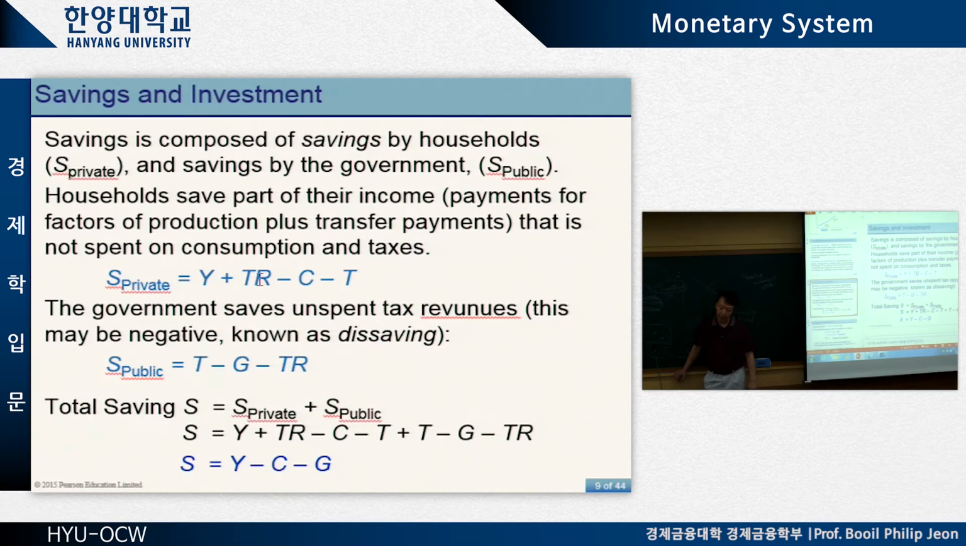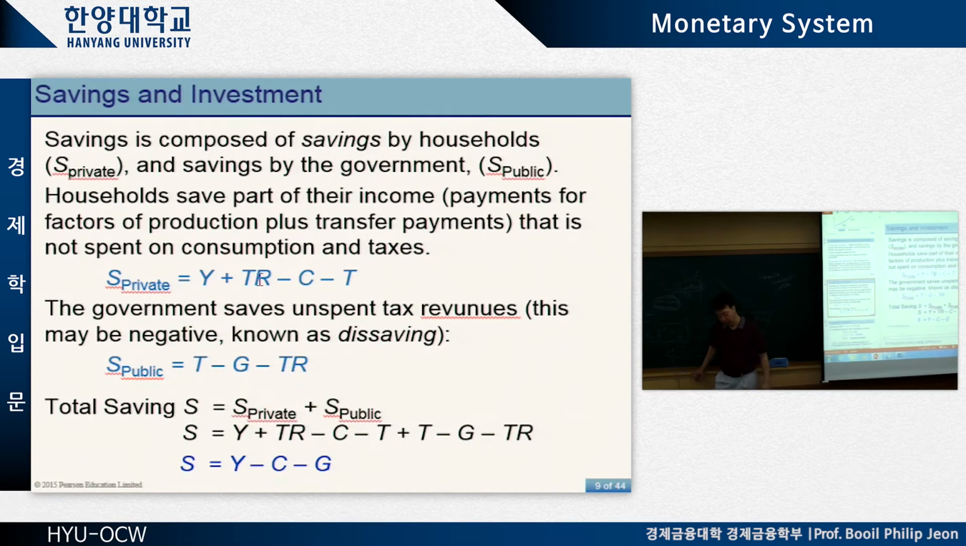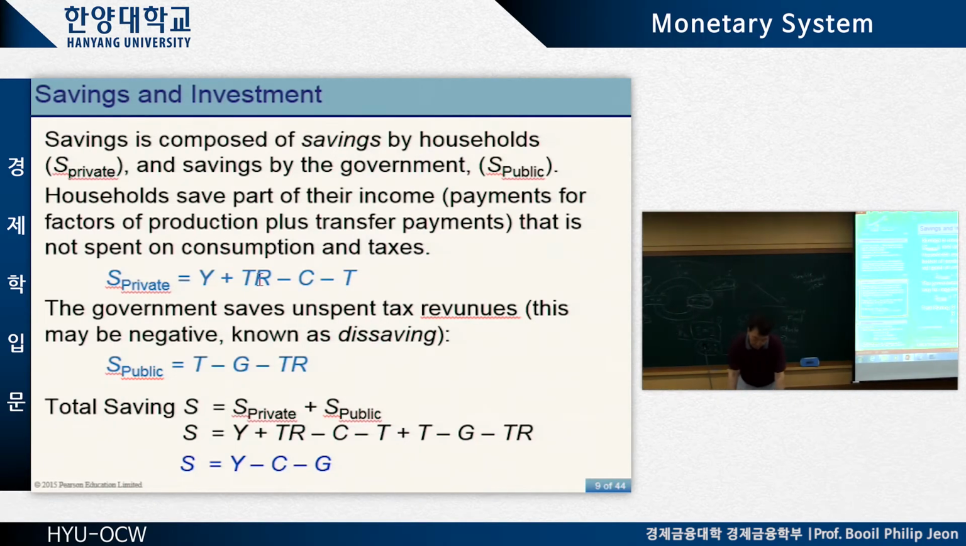So the households have these two sources of income, right? And out of their income, they pay for their consumption, right? And then they also have to pay taxes, right? So the difference between the income and the expenditure is the saving, right? That's private saving. What about the government?